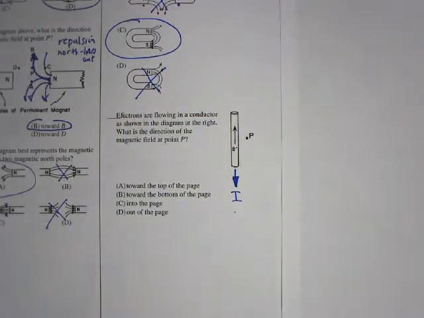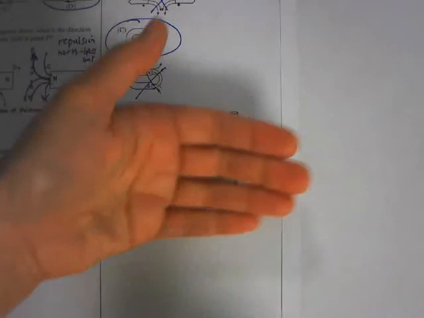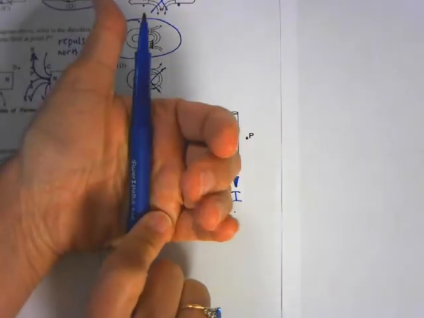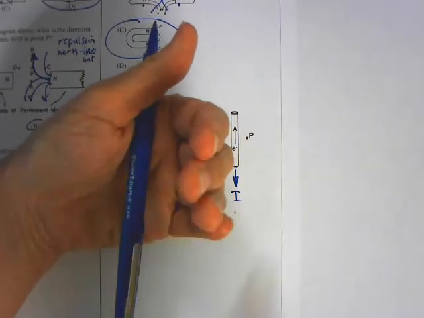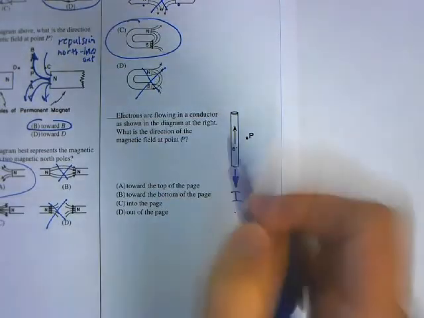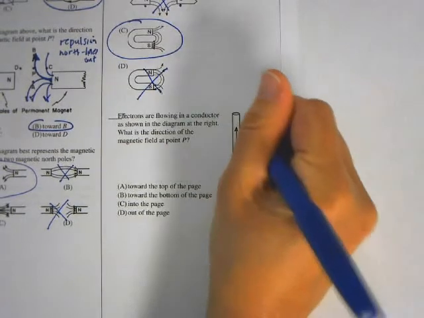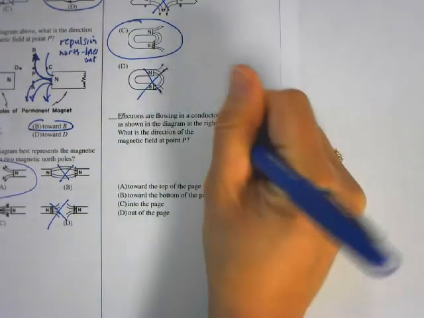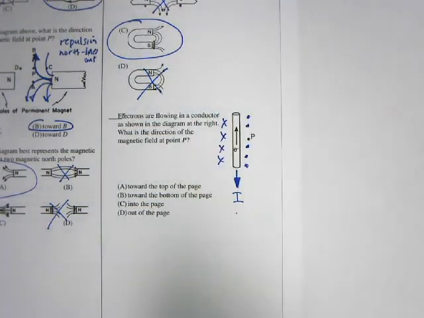Use your left hand. Because it's electrons, if you put your left hand and you go like this, you get the same thing. Your fingers are pointing out. Remember, these are coming out. Remember, the dot represents coming out. The X means going in. Now, you don't have to draw that.